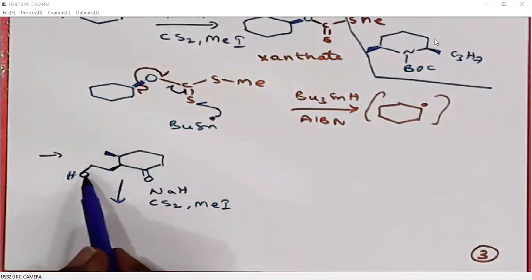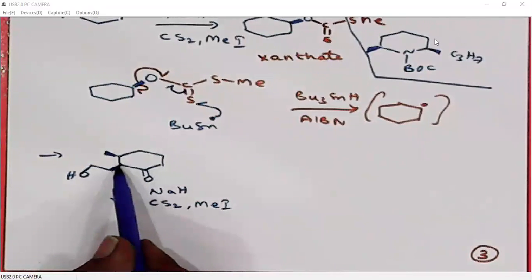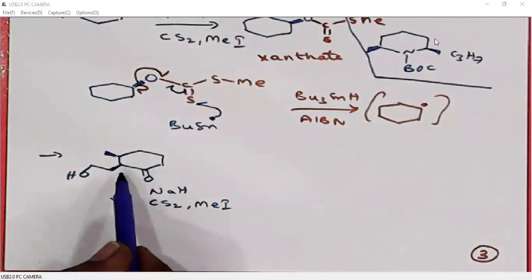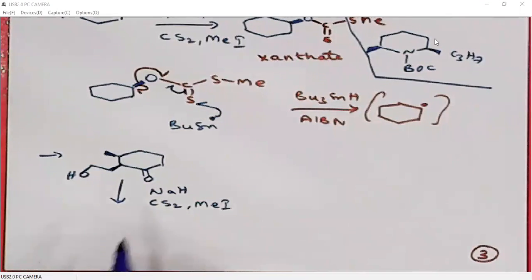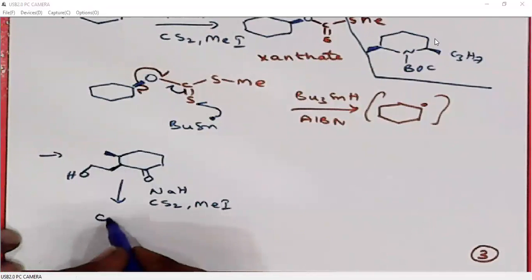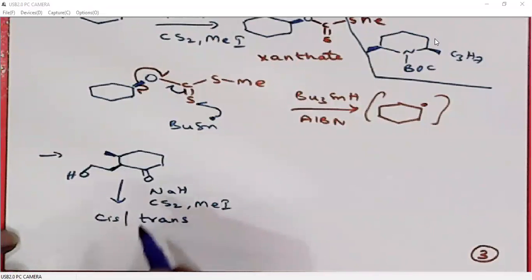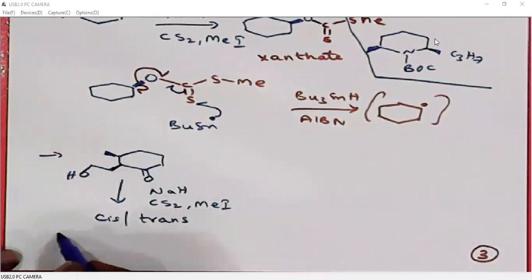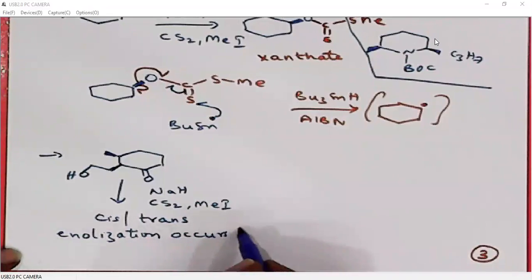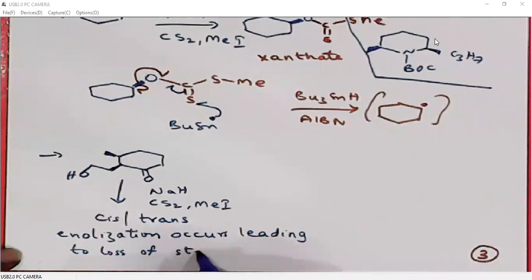But in this case, when we use a strong base, and we have a chiral center here, this chiral center is alpha to carbonyl. That means when we use a base, the proton on this carbon can be removed. So there is a possibility for isomerization, right? We will end up with cis trans isomers. The chirality will be lost here. Enolization occurs, leading to loss of stereochemistry.